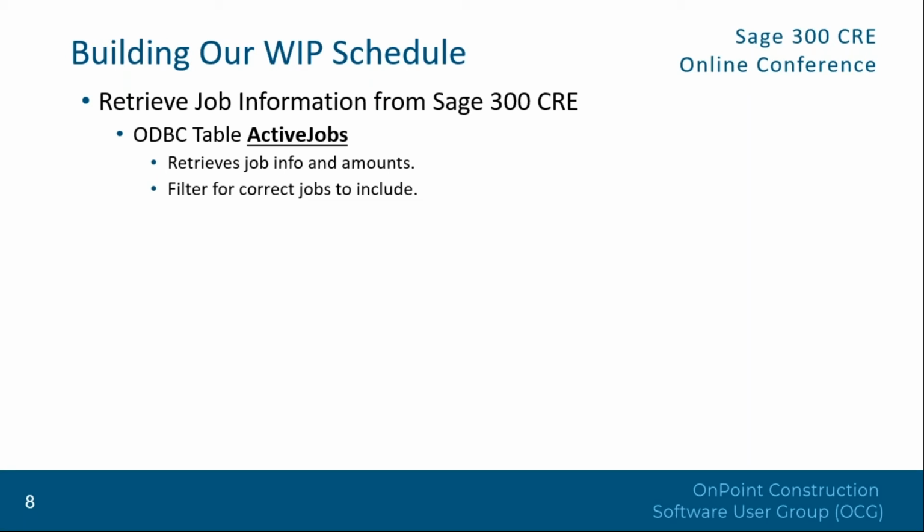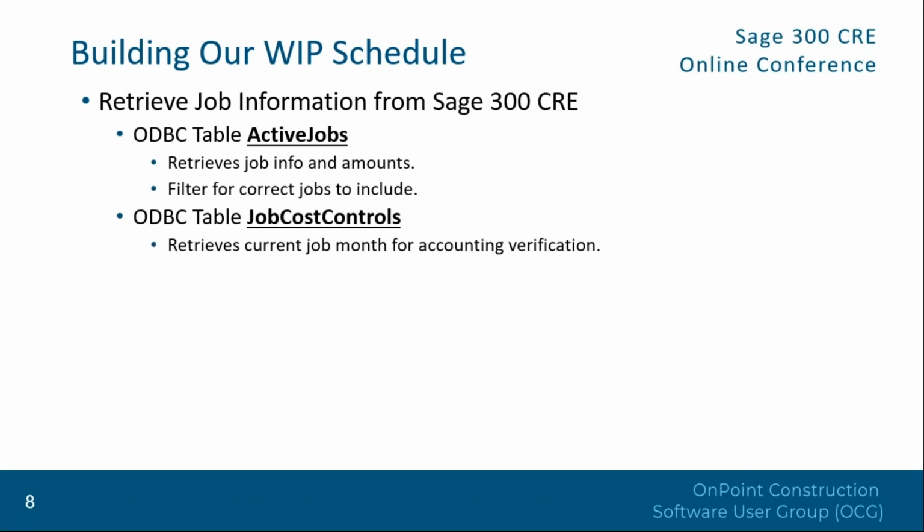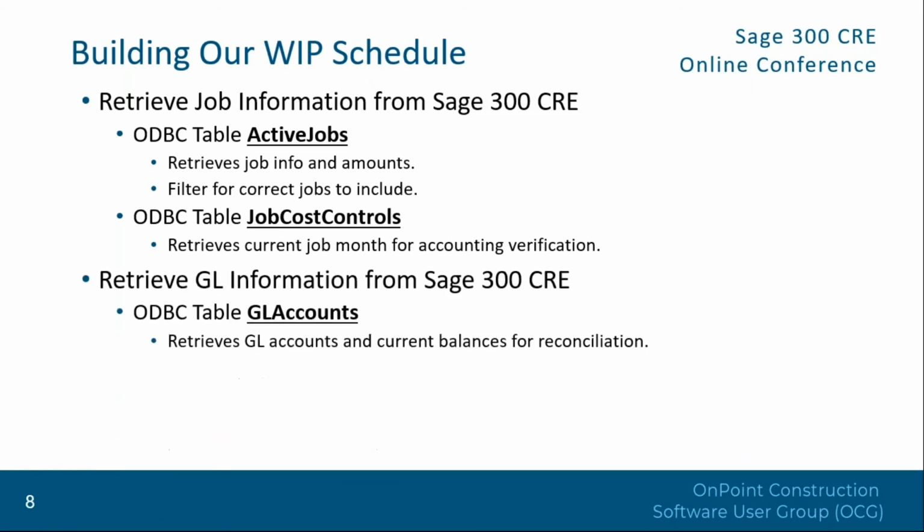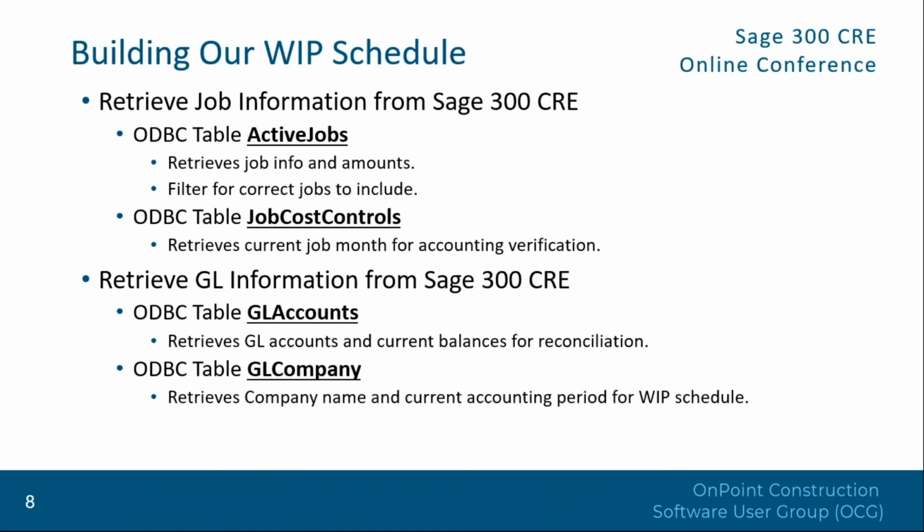Okay. The other table was one that I called job cost control, and all that did is bring back the current job month. That was it. It doesn't really do anything more fancy than that. It just lets you know what month the job module is set to for reconciliation purposes. I then brought GL information back into two tables. I have one called GL accounts, and that just brings back all my GL accounts and what their current balances are. I'm going to use that for my reconciliation. And then I have one called GL company that retrieves my company name and my current accounting period for my WIP schedule.